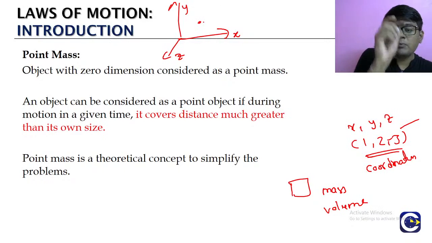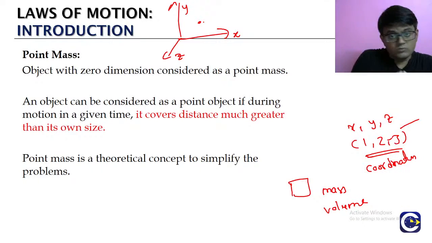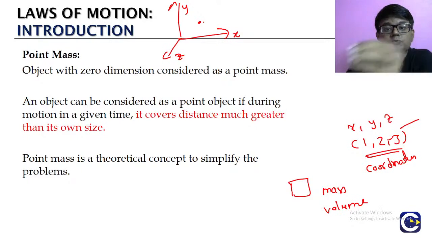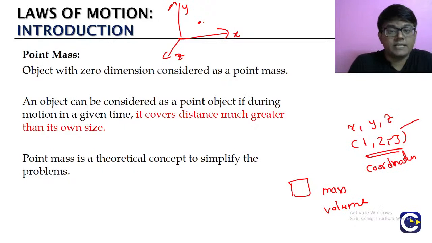It represents a single point in space. It doesn't represent volume. Correct? So why are we saying that the object is located at (1, 2) and it is moving its position from (1, 2) to (4, 5), like that? So we always use the coordinates to represent the position of the object.